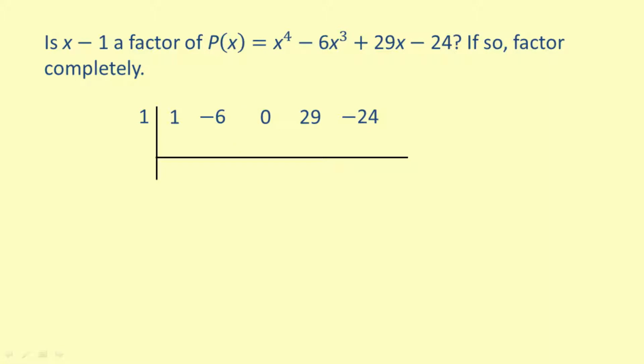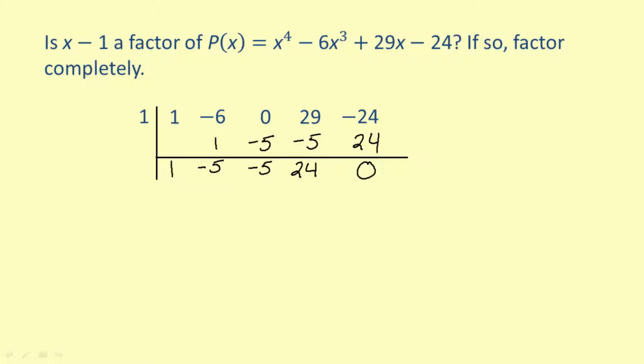Again, we drop our leading term down and then multiply. 1 times 1 is 1, so we place 1 underneath negative 6 and add, getting negative 5. We repeat this addition and multiplication process until all coefficients are accounted for. At the end of the synthetic division, we get negative 24 plus 24, which equals 0. Therefore, there is no remainder in this division process, and x minus 1 is confirmed to be a factor of the polynomial function.